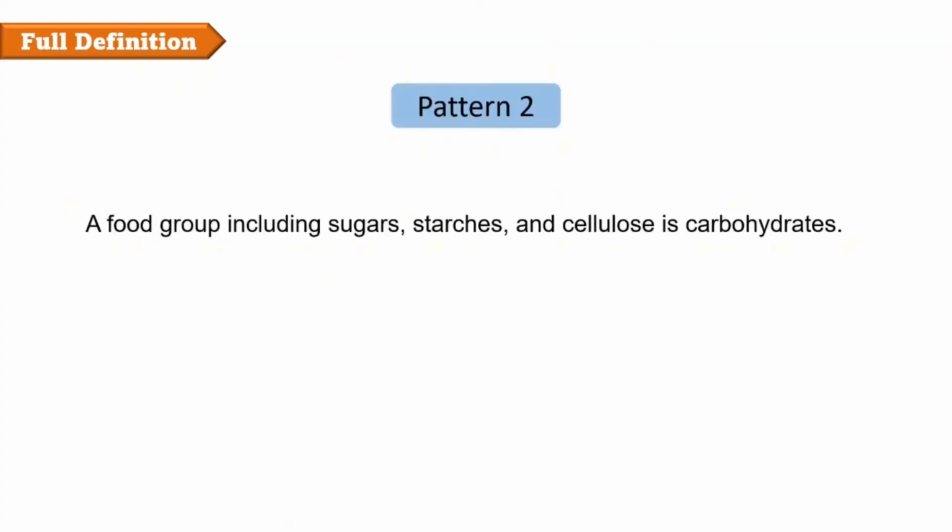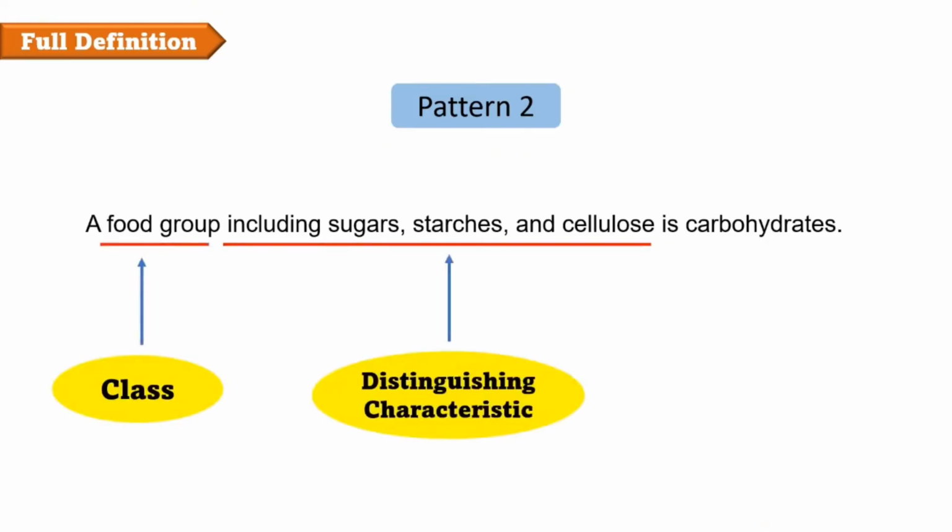Another pattern is this, ni-reverse lang. A food group including sugars, starches, and cellulose is carbohydrates. This time, nauna na yung class, followed by the characteristic, then the term.